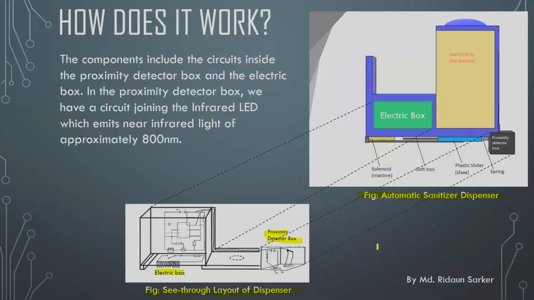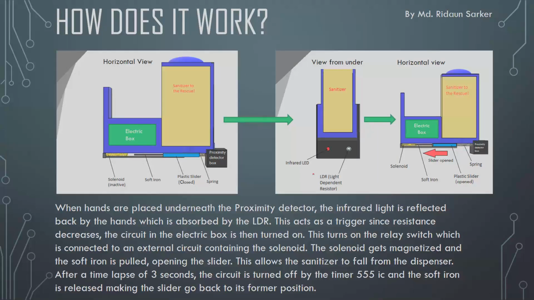Inside the proximity detector box, we have a circuit joining the infrared LED, which emits near-infrared light of approximately 800 nanometers. When hands are placed underneath the proximity detector, the infrared light is reflected back by the hands and absorbed by the LDR. This acts as a trigger since resistance decreases. The circuit in the electric box is then turned on.